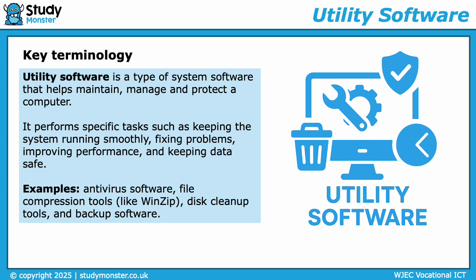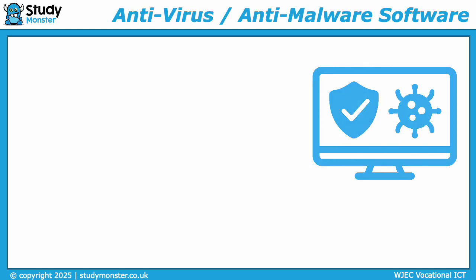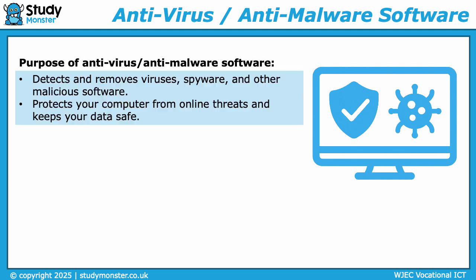Examples can include antivirus software, things like Windows Defender that you might have come across, that you might have used on your Windows machines, compression tools like WinZip, disk cleanup tools that come preloaded and pre-packaged with operating systems, and backup software, amongst many others. Now we're going to look at a few that you need to be aware of for your exam. So antivirus software and anti-malware software.